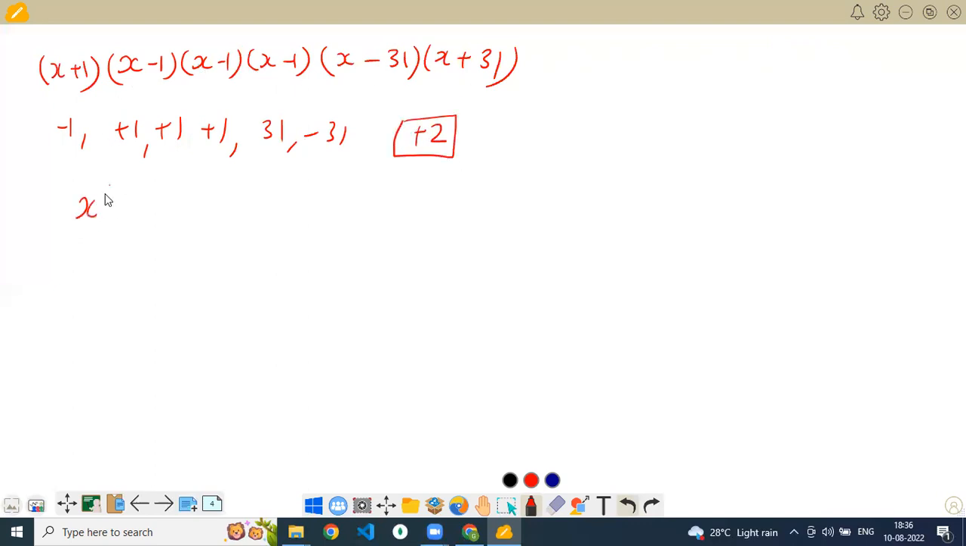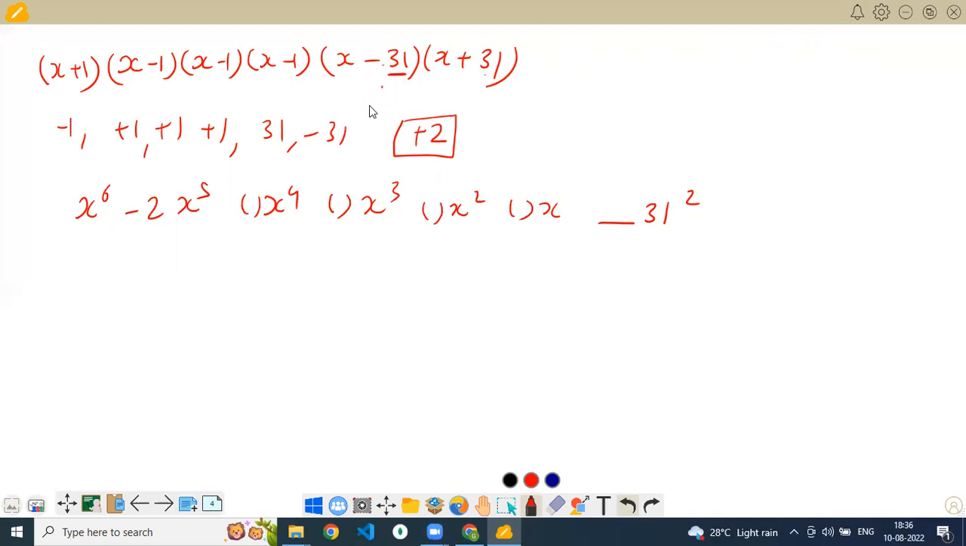So this will be x to the power 6 minus 2x to the power 5. And then you open this. So you'll find the coefficients of x to the power 4, x to the power 3, x square, x, and finally this constant, with signs minus, plus, minus, plus, plus. So this will be 31 square. And here there will be big numbers, multiples of 31. You can take a bigger prime number here if you wish.